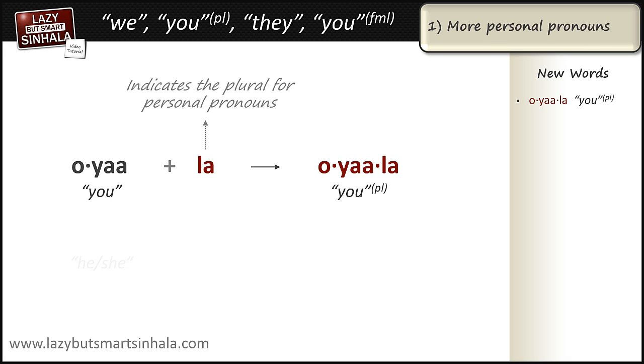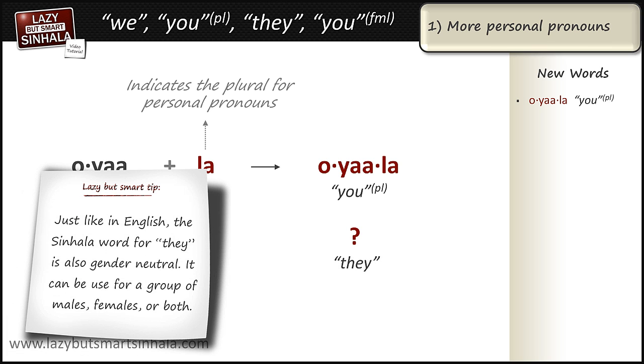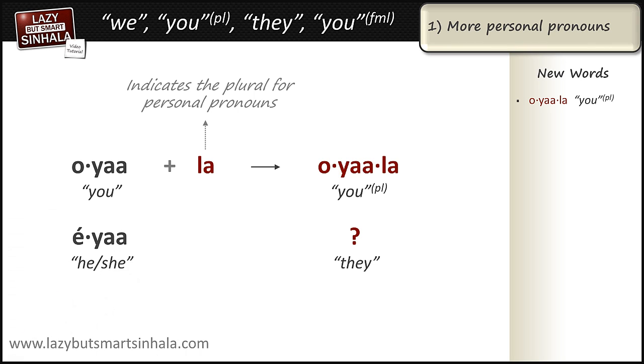You know that he or she is ea. The plural of he or she is they. Note that just like in English, the singular word for they is also gender neutral, meaning that it could be either male or female. Now, to find the word for they, like before, we'll add la to construct the word eala. Okay, time to learn another new pronoun, which is the formal you.